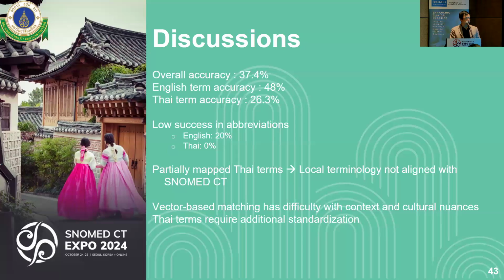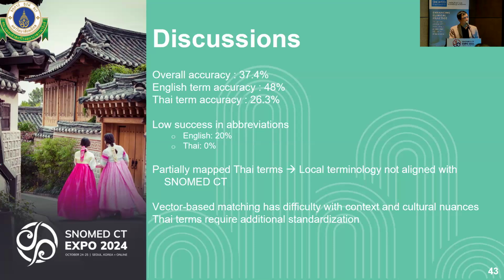Some extracted similar terms in a different hierarchy, like findings and disorder, or procedure and findings, something like that. And also, I think maybe the local terminology is not really aligned with SNOMED CT that much. We have local terms and a local understanding of what the terms should be, but it is not aligned with the SNOMED CT conventions.